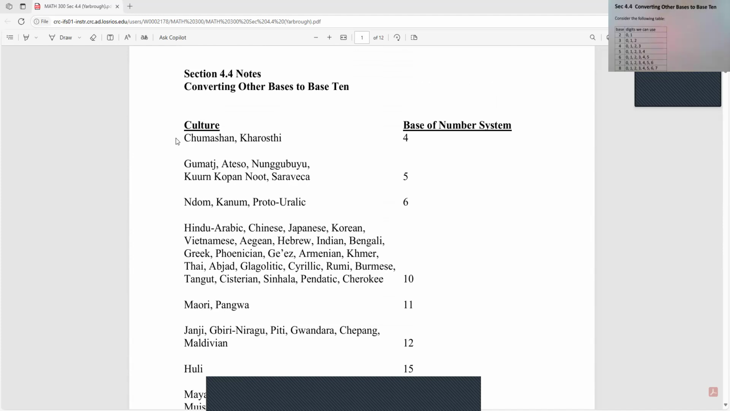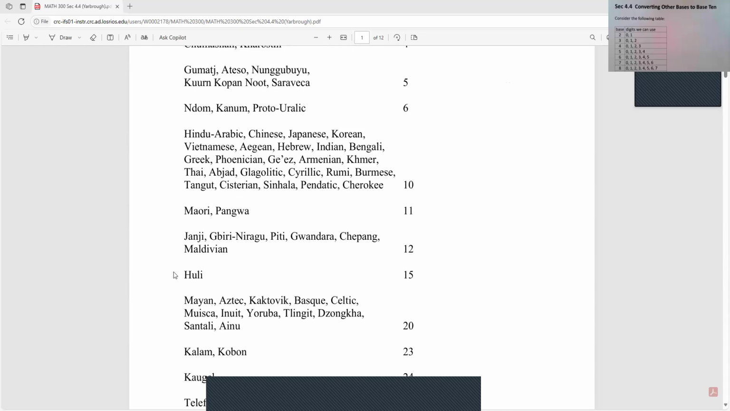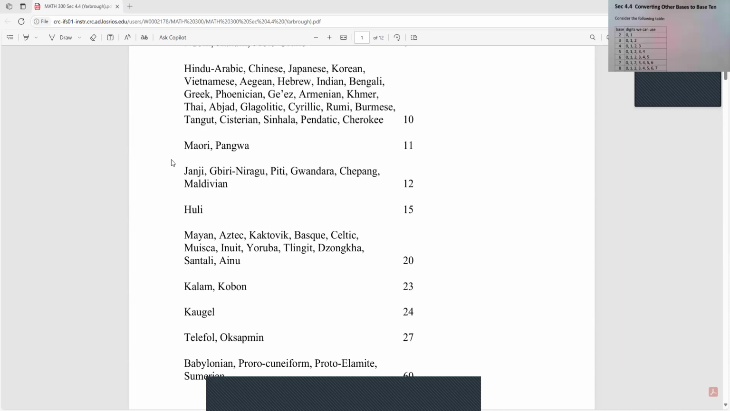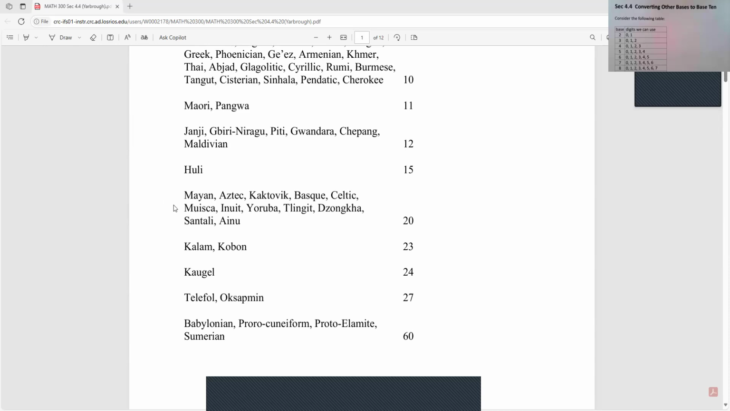There have been cultures that have used base 5 number system, base 6 number system. Base 10 has been a very popular one. We see base 11, base 12, base 15, base 20. The Mayan Indians actually had a very popular number system that was basically a base 20 number system.